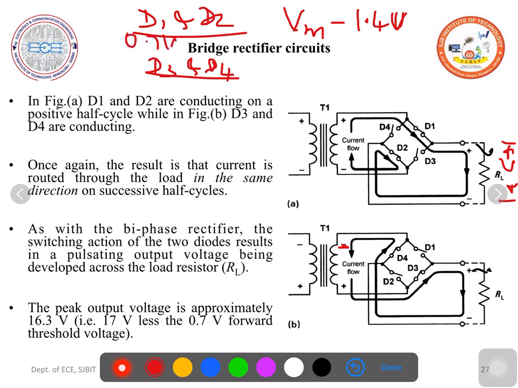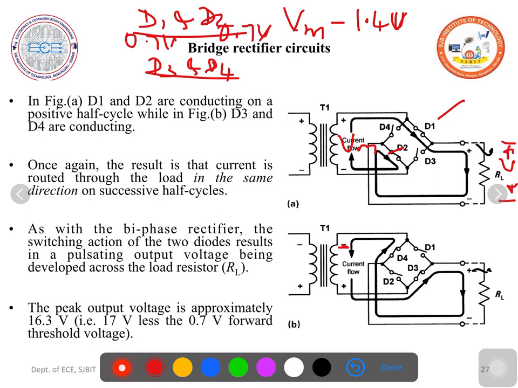0.7 volt is the drop across one of the diode, and 0.7 volts is the drop across the another diode. At any point of time, 2 diodes will be conducting. Each diode will have a voltage drop of 0.7. So Vm is the maximum voltage. Vm minus 1.4 volts will be the drop across the load resistance.